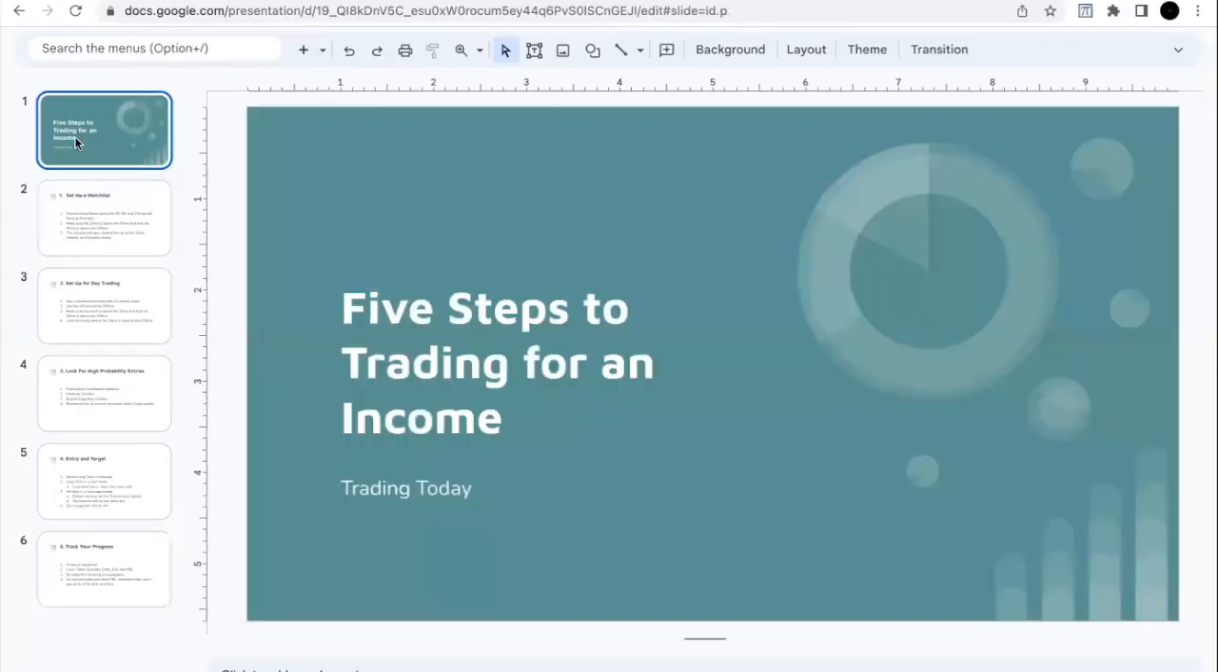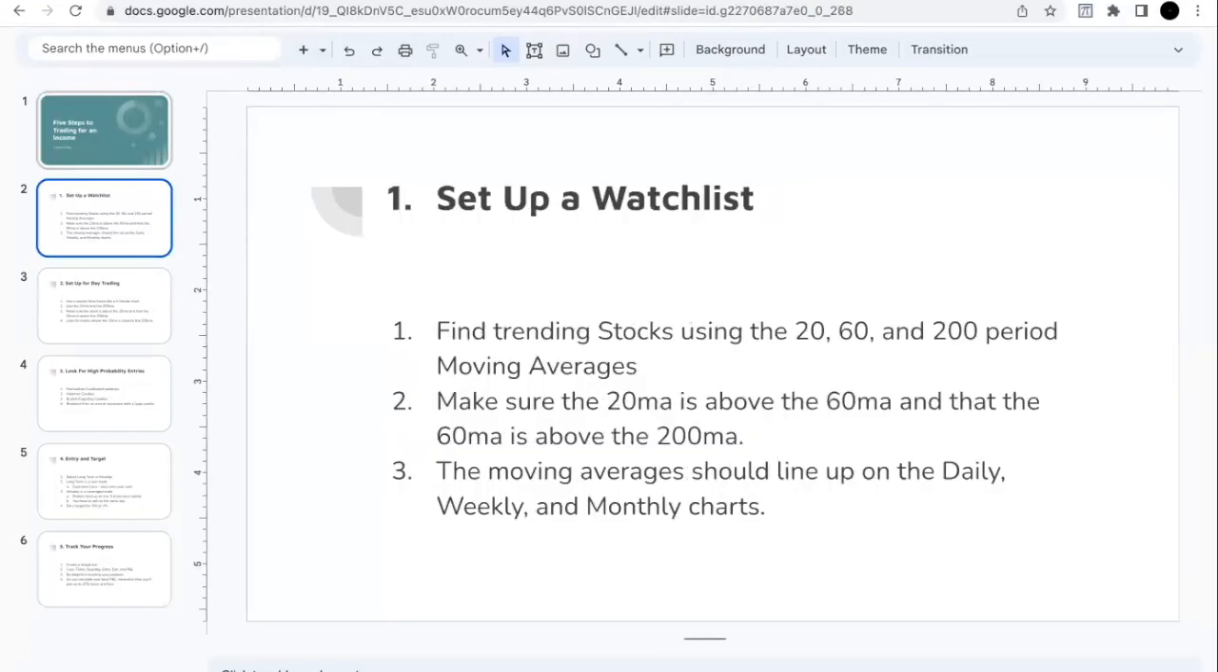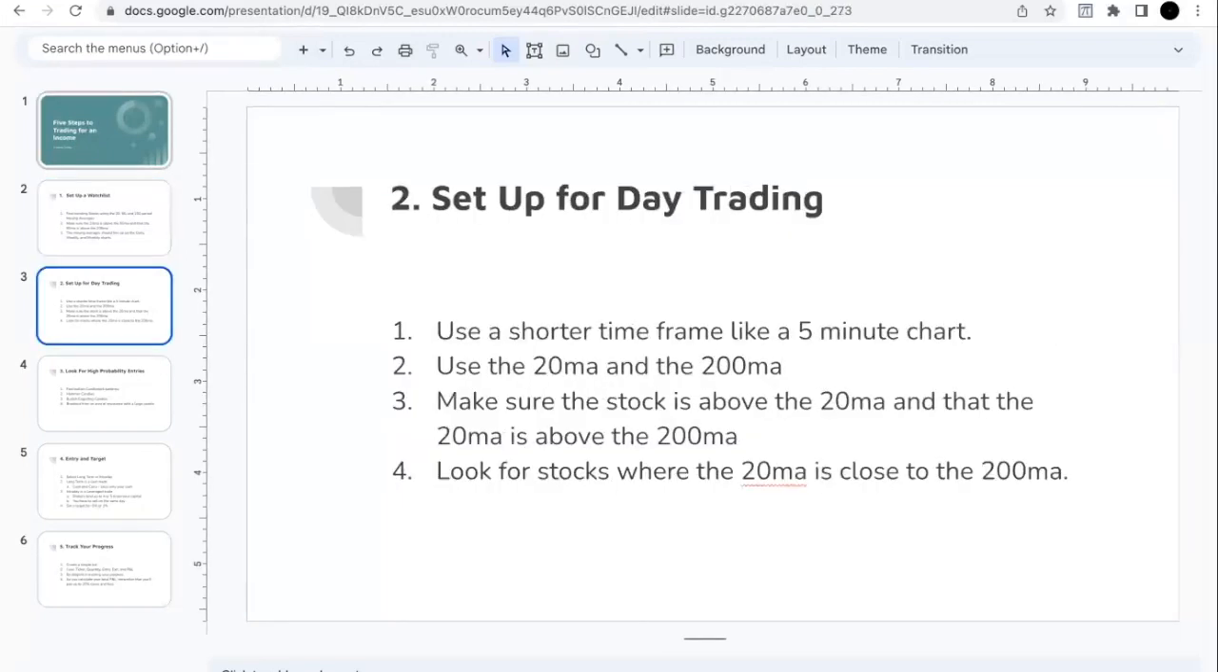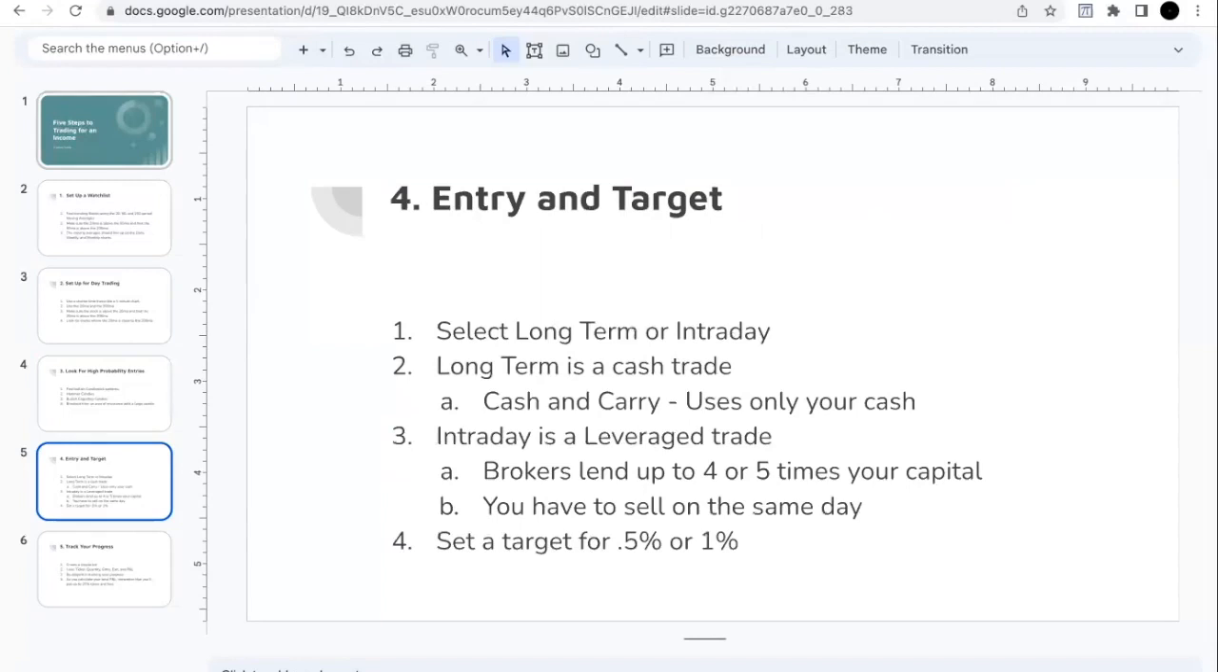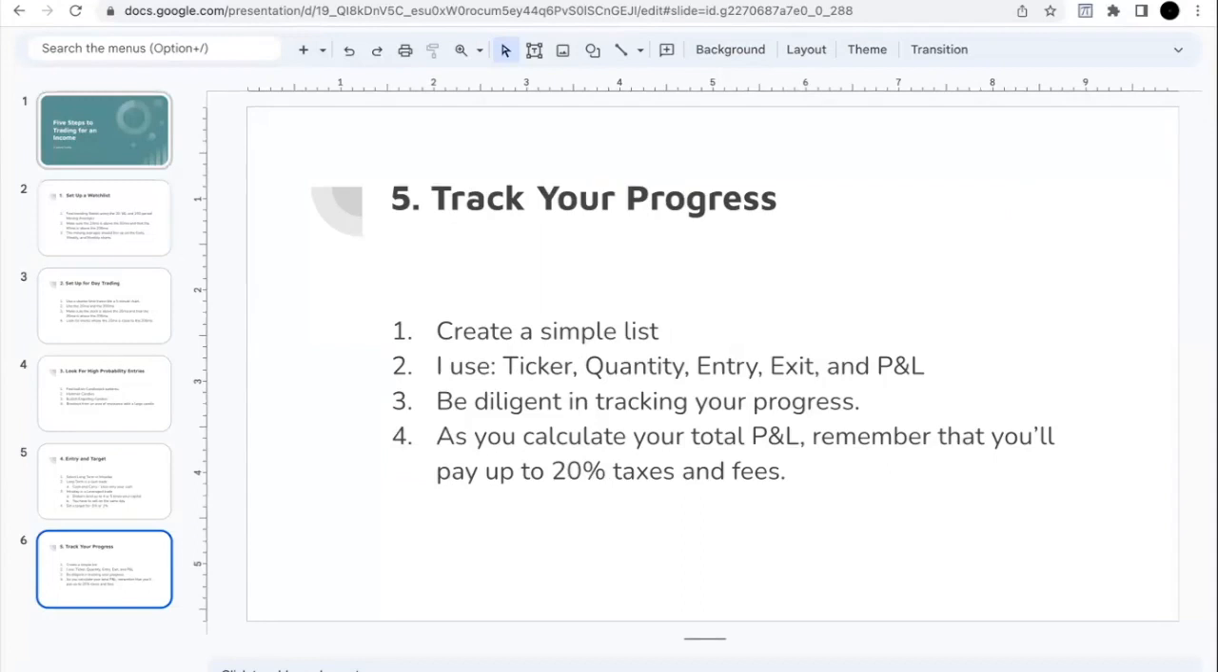And let me give you a quick outline, 5 steps to trading for an income. Number 1, set up your watch list. Number 2, set up for day trading. Number 3, look for high probability entries. Number 4, your entry and target, how to identify your entry and target. Then number 5, track your progress.